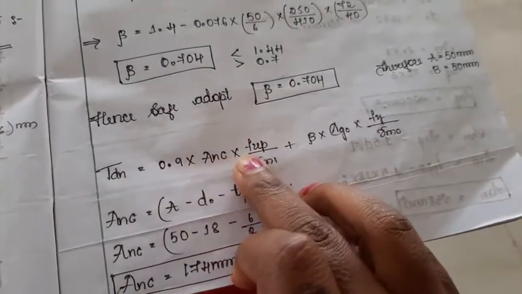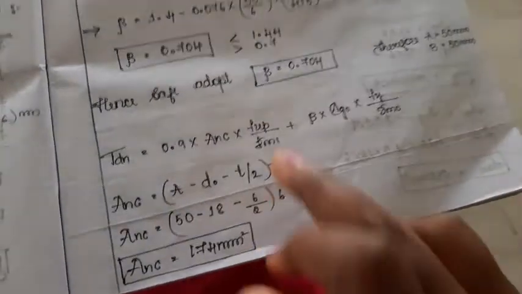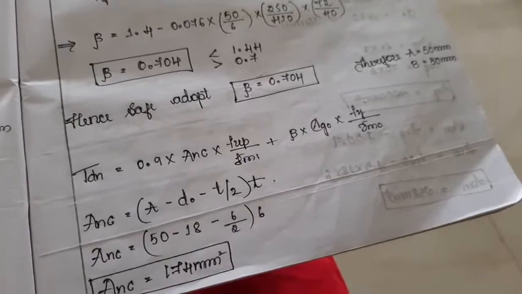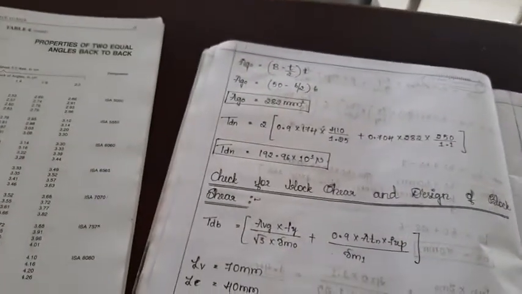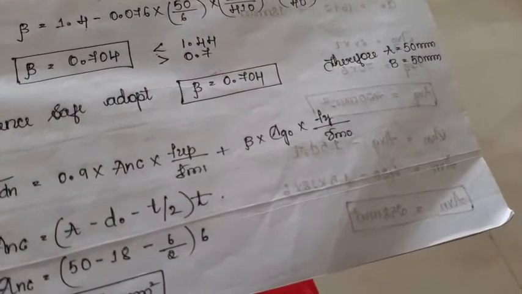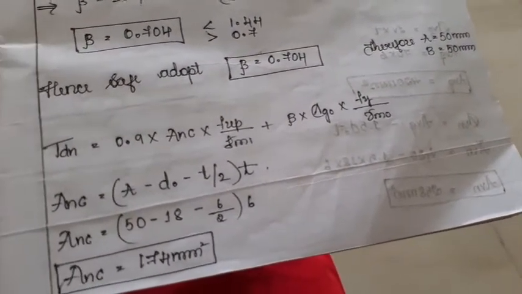0.9 into ANC value, which you have calculated here, and Fup is 410 and gamma M1 is 1.25, plus beta is 0.704 and AG naught you have calculated over here, that is 282 mm square, and Fy is 250, gamma M naught is 1.10.